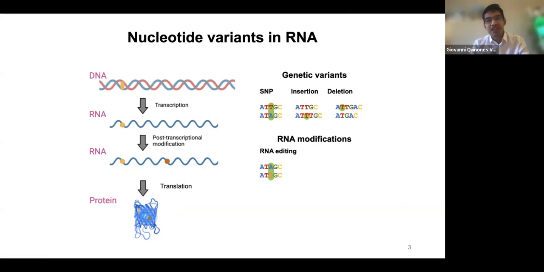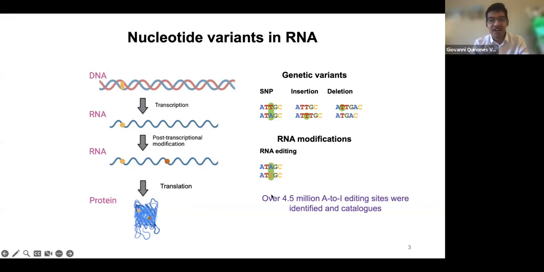So when we talk about nucleotide variants in RNA, this concept captures both genetic variants that are expressed in RNA transcripts and post-transcriptional RNA modifications, such as RNA editing. Now, this RNA editing is a process that happens fairly regularly within the cell. Today, when looking at the different databases like REDIportal or RADAR, there are about 4.5 million A-to-I editing sites that have been reported.